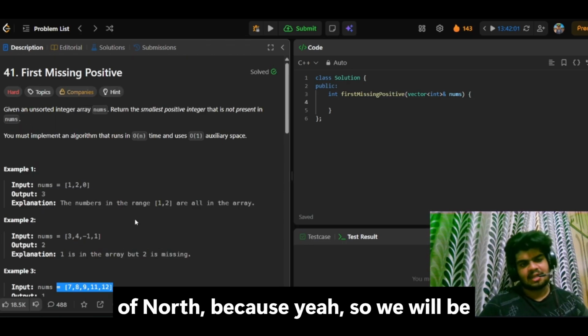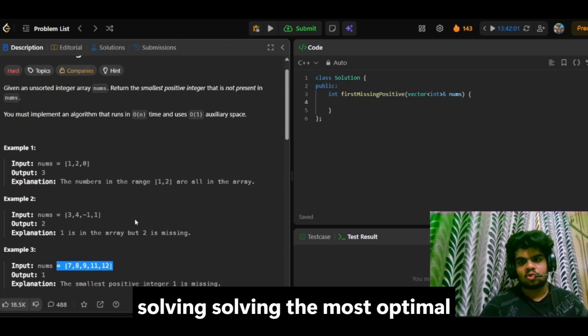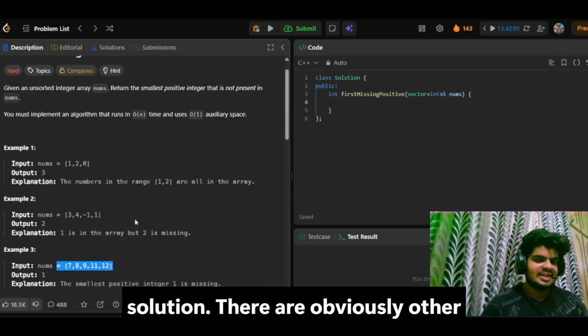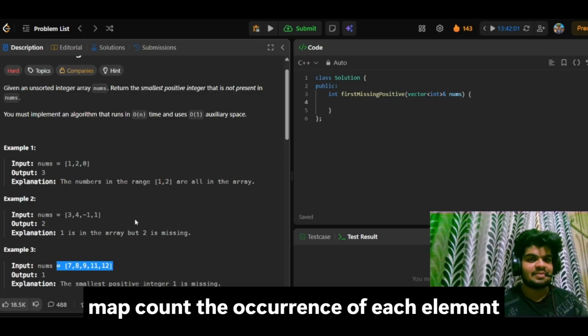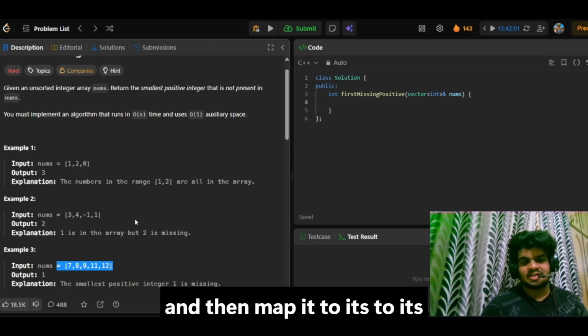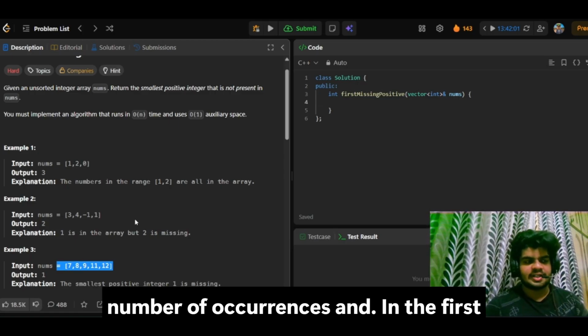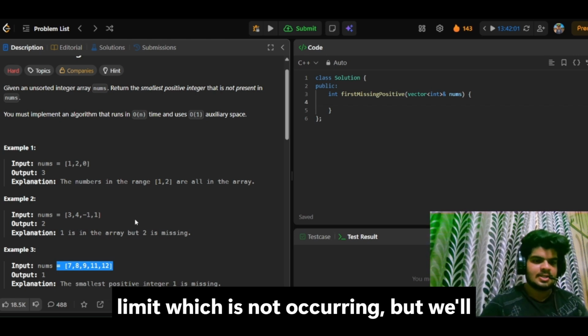Because yeah, we will be solving the most optimal solution. There are obviously other solutions also, where you can draw a hash map, count the occurrence of each element, map it to its number of occurrences and find the first element which is not occurring. But we'll be doing the most optimal solution here.